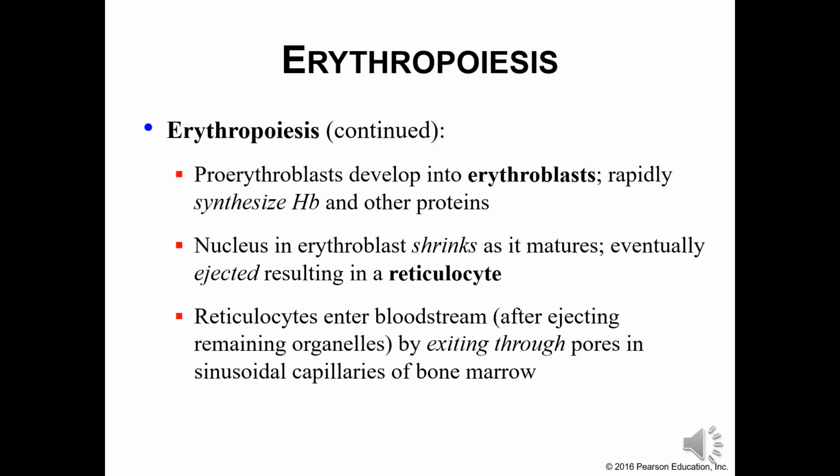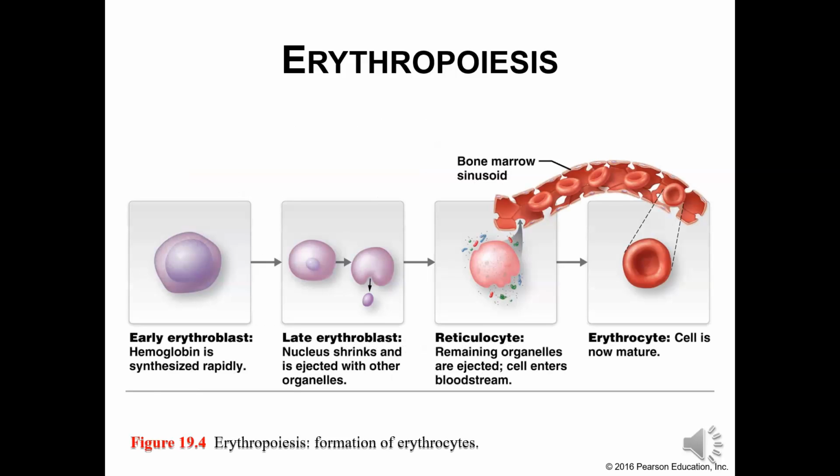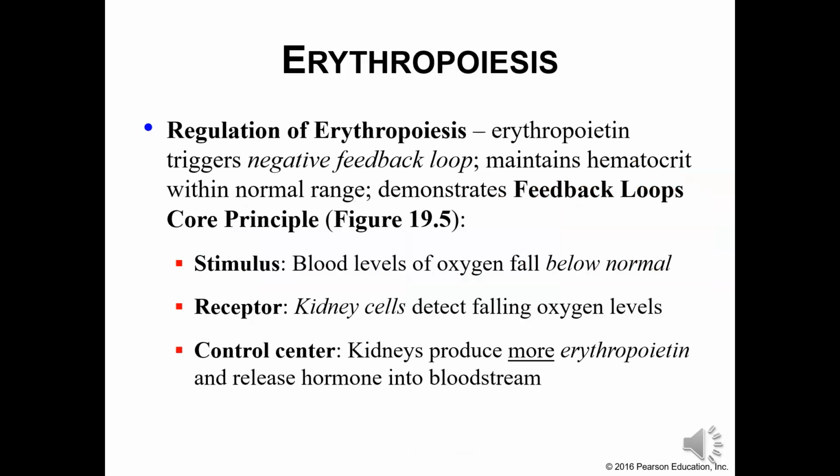These are what we refer to as the hollow donuts that we saw in the peripheral blood smear a while ago. Reticulocytes then enter the bloodstream after ejecting the remaining organelles in the cytosol. They do that by exiting through the pores in the sinusoidal capillaries of the bone marrow in the medullary cavity. So your early erythroblast is where the hemoglobin is rapidly synthesized, and then they eventually become erythrocytes. So let's look in more detail at how erythropoiesis is regulated.